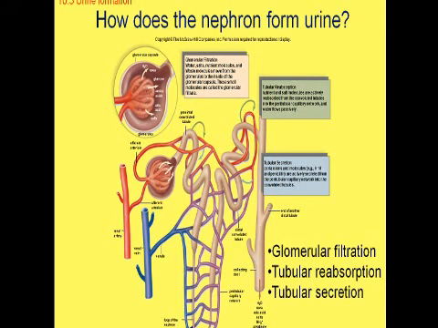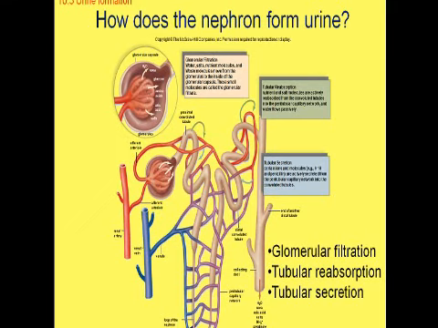Okay, so there's really 3 steps to this process. So the first step is called glomerular filtration. Okay, so here's the glomerulus. Okay, and then here's this thing called the glomerular capsule around it. In here, it's just space. Okay, so the blood comes in, and we're going to filter things out.